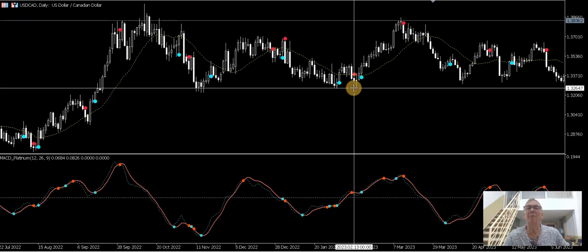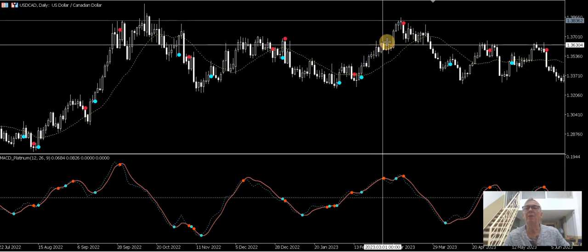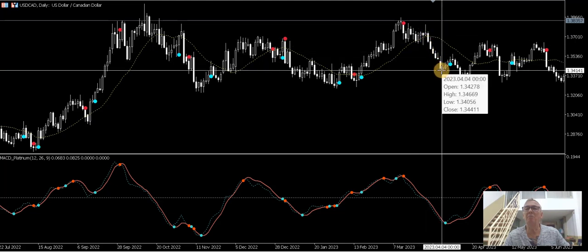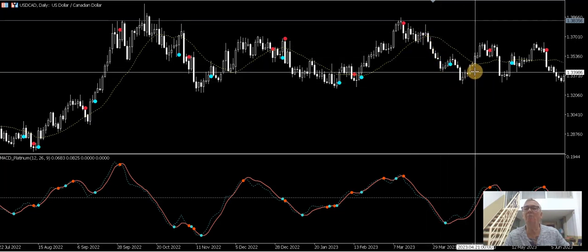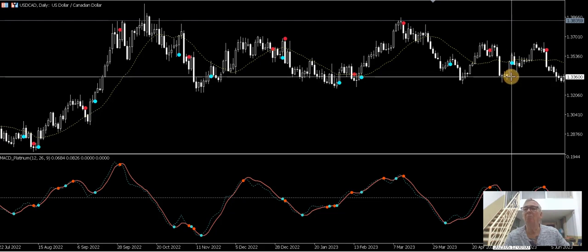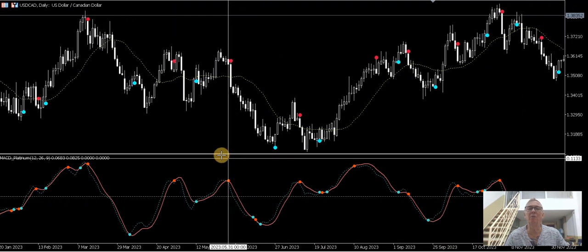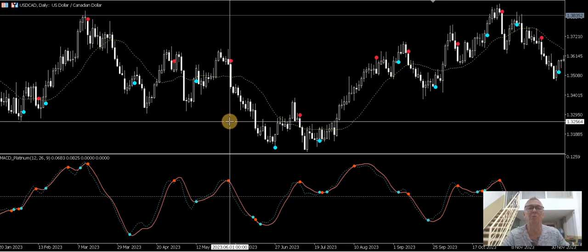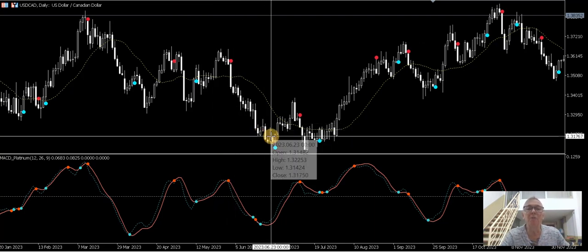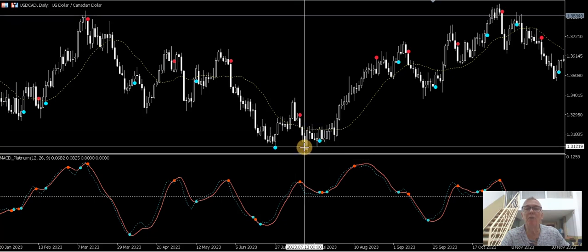Sell here. MACD platinum above the zero level. Sell. Ignore the buy. Take the next sell. Easily out. Buy. Winner. Sell. Winner. Buy. Winner. So they're all winning trades, but it's not all rainbows and unicorns. We'll find somewhere it's not. That's buy. It's a winner. Sell. You'd definitely be out of that.